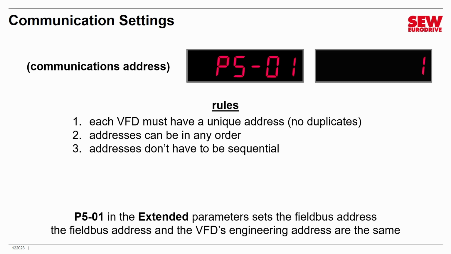You do not have to have sequential addresses, in other words, 1, 2, 3, 4. You could just pick a random group of numbers from the available address choices. However, common sense really says it does make sense to have sequential addresses and have them in the order that the VFDs are connected up. That just makes your life a little easier. So I recommend you do that, but you don't have to.